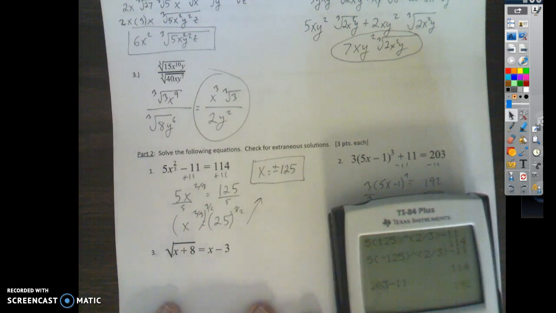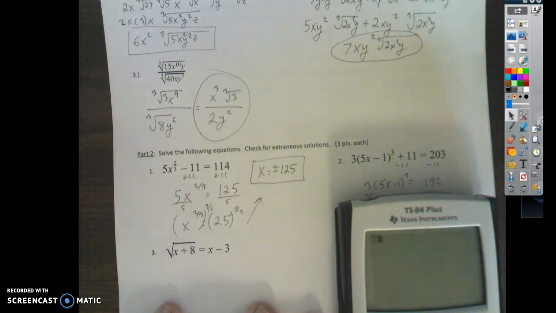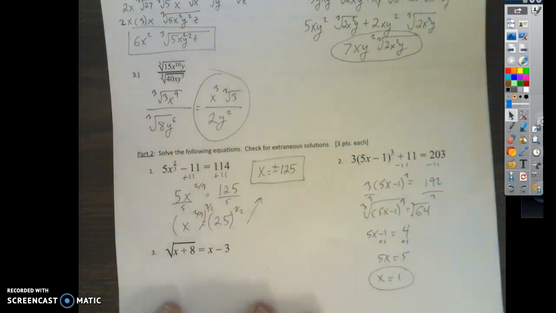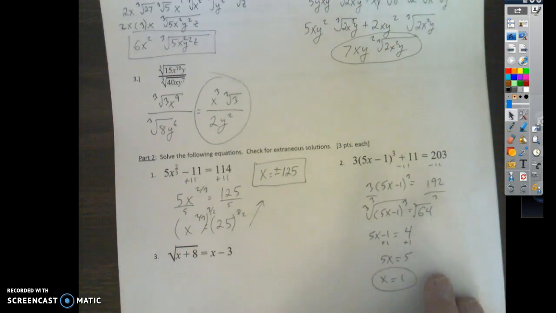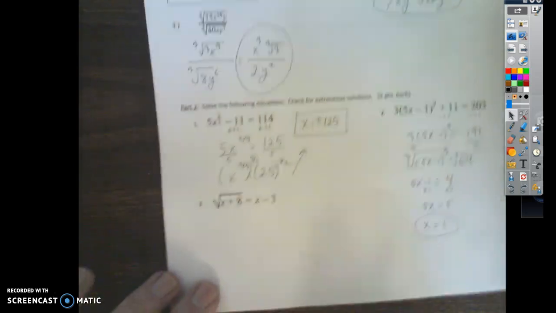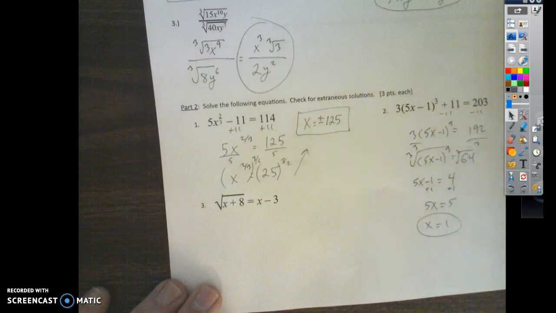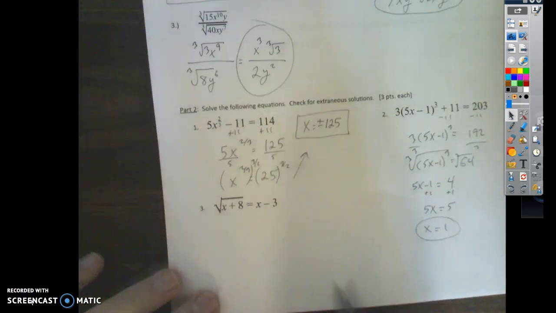Alright, quick check. So it goes 3 parentheses, 5 times 1, minus 1, raised to the 3rd, plus 11. 203. You're all good. Okay? Alright, good so far. Last one here.